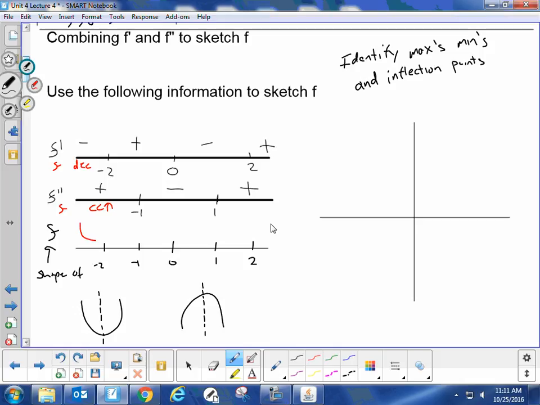I'll do the second one. Between -2 and 0, we are increasing. Between -2 and -1, we're increasing concave up. Increasing concave up looks like that. It comes in concave up. Which one's going up? This portion. Okay, keep going. Go from there. Good.